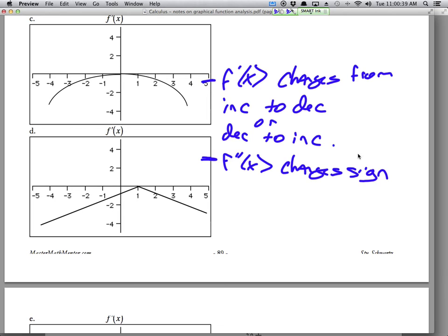How many ways are there to justify a relative max or min? One. Keep that in mind. Relative max and min, I can only justify one way. Point of inflection, I can justify two ways, so keep that in mind.